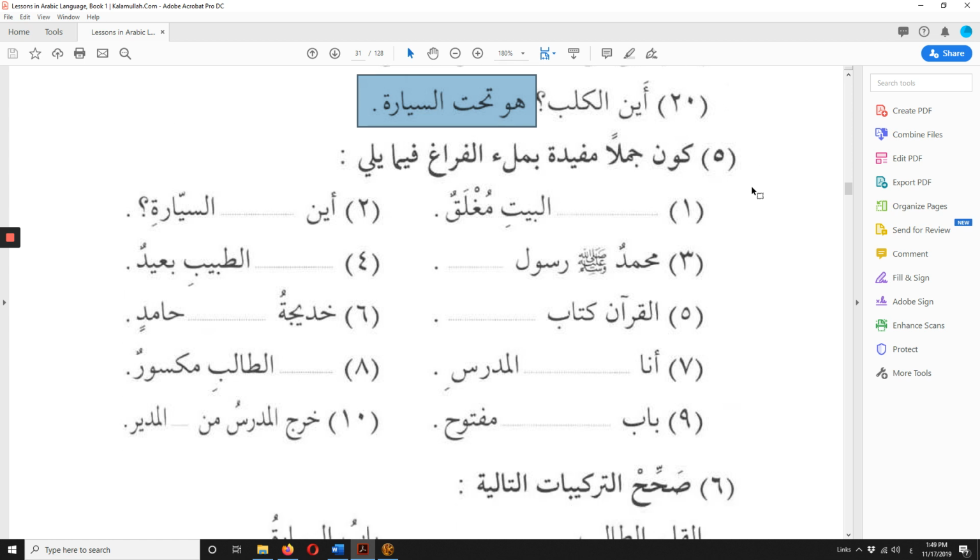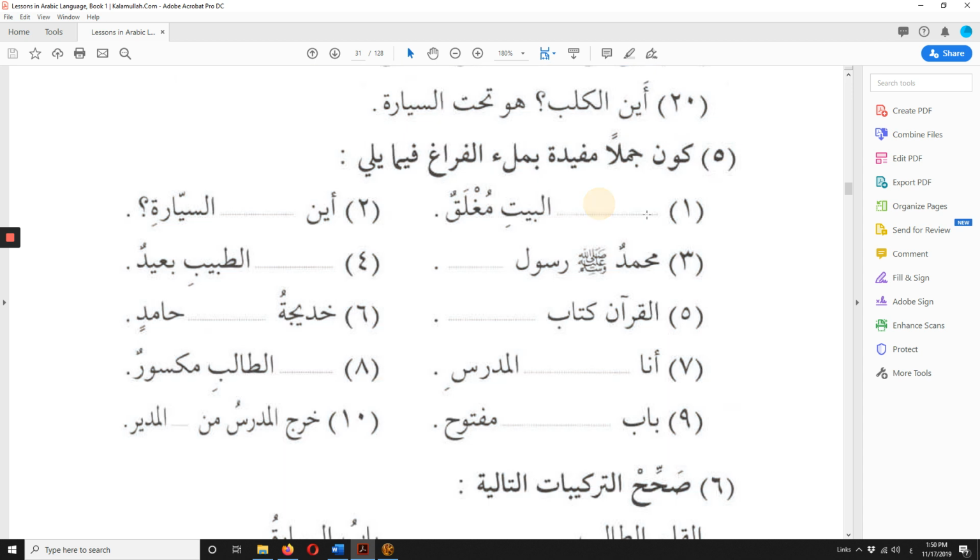And then here it says, "Form useful sentences by filling in the blanks in what follows." So formulate, or structure, create a meaningful sentence. When you say mufida, it literally means beneficial. But what they mean by that in grammatical jargon is that the sentence contains meaning. So create sentences that have meaning by filling in the emptiness within what follows.